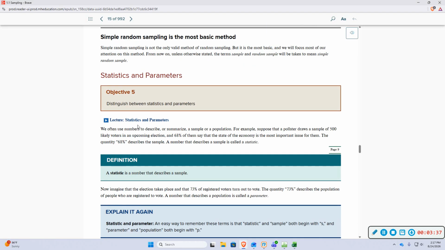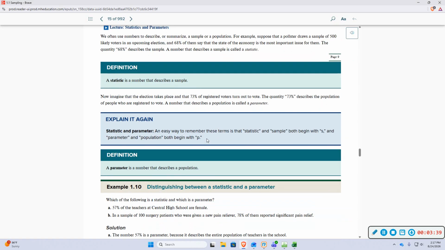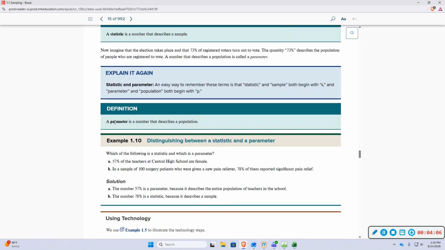And statistic versus parameter. So this is one of the big things that you want to know. A statistic describes a sample. So if you take a sample, what you get as a result of that sample is a statistic. A parameter is a number that describes a population. So if you use a whole population in the study, the number that you get is a parameter.